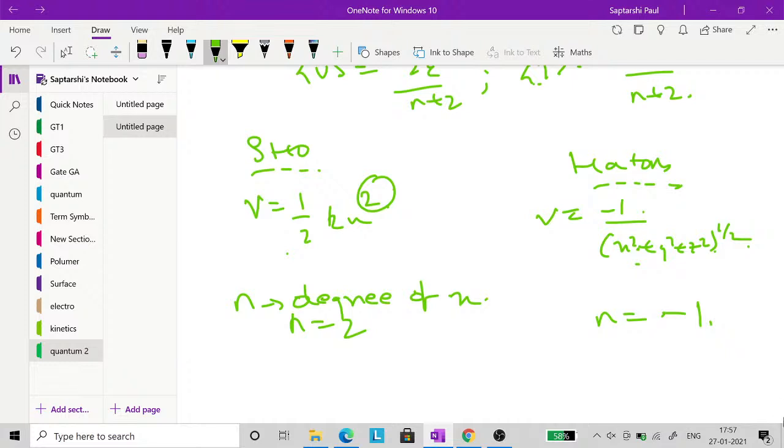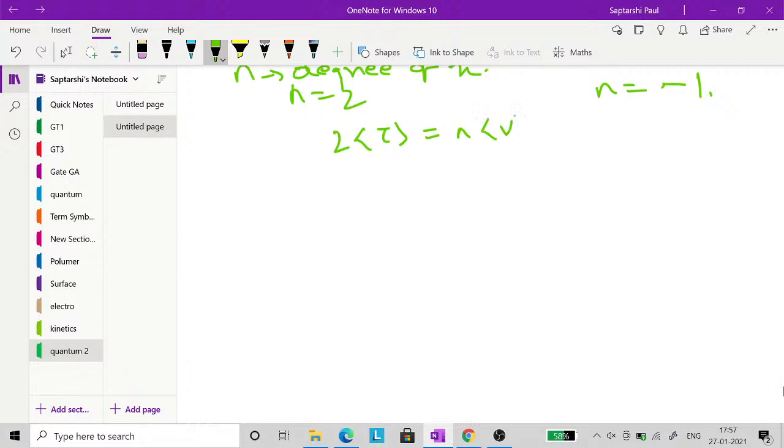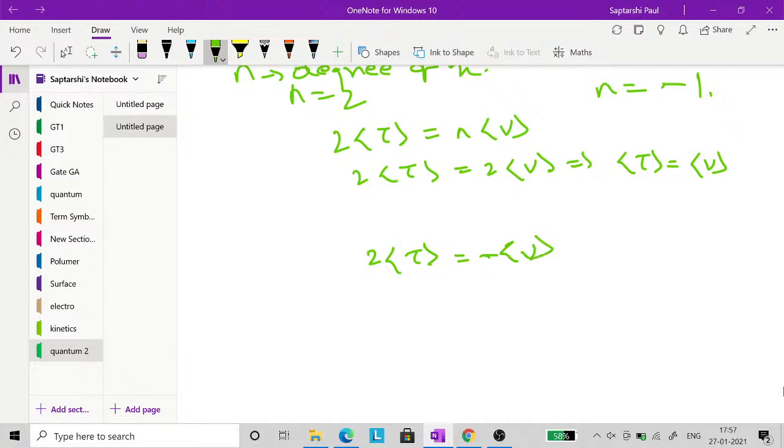As we know, 2T equals NV. So for the SHO it will be 2T equals 2V, which means T equals V. And for the hydrogen atom, the kinetic part will be 2T equals minus V.